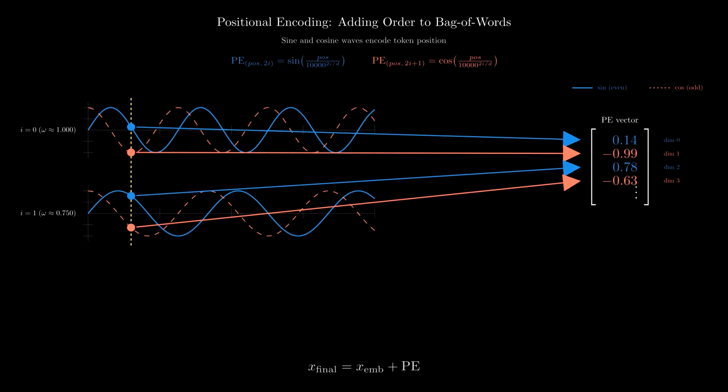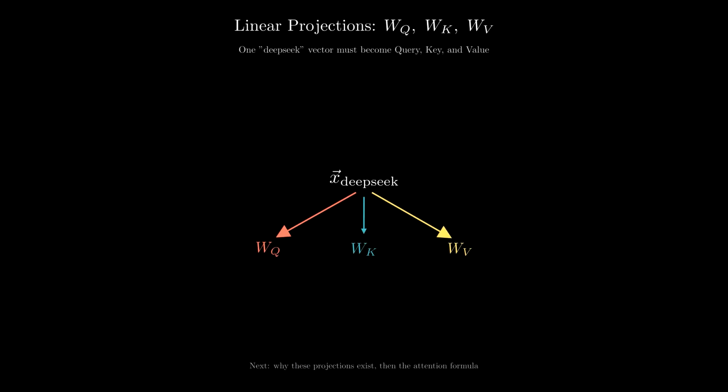Now that our vector carries position, how does it talk to other words to gather context? It projects itself into three distinct roles. To gather context, one static vector must play three distinct roles. We project it through three matrices: into a query, a key, and a value. Let's see how these three roles drive scaled dot product attention.